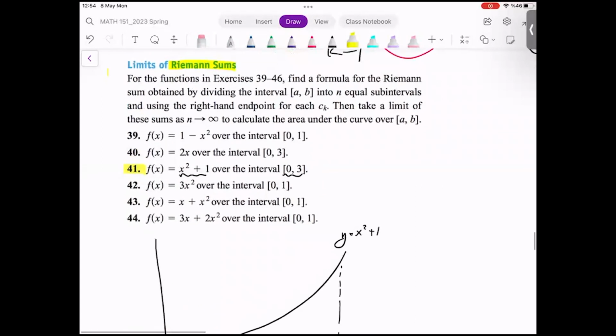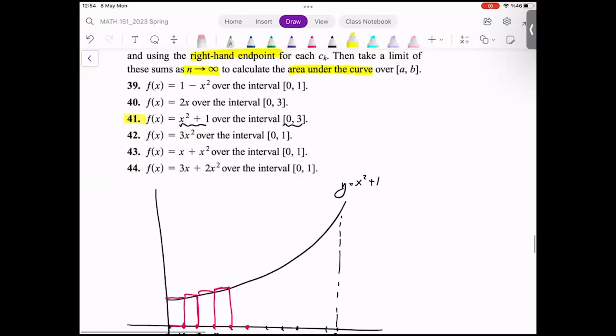Okay, let me emphasize the statement for you. We will find a formula for the Riemann sum obtained by dividing the interval into n equal subintervals. We will use right-hand points, and then we take the limit as n goes to infinity to calculate the exact area under the curve, where n is the number of rectangles.